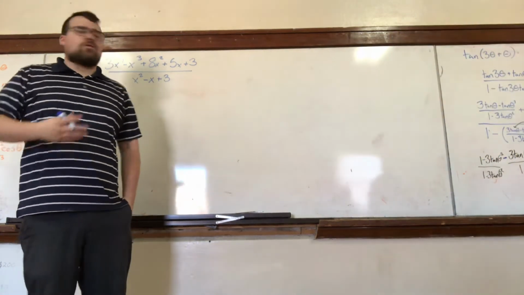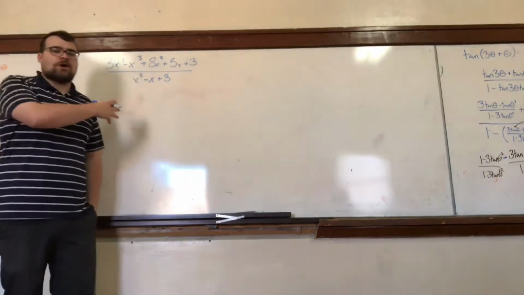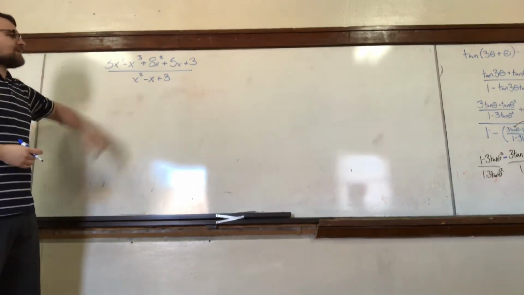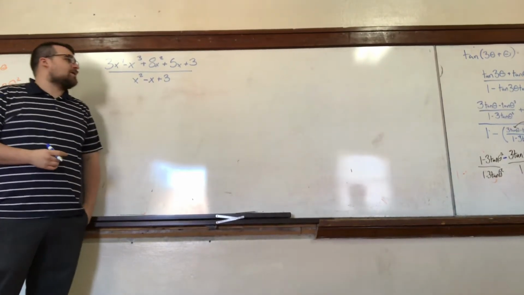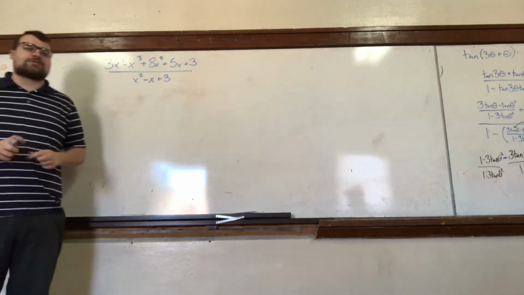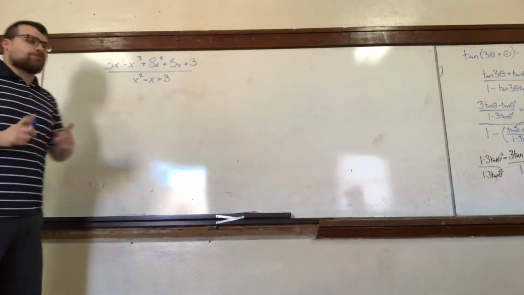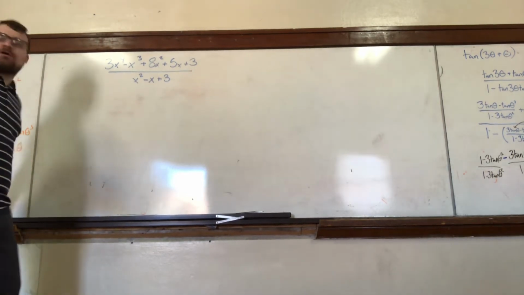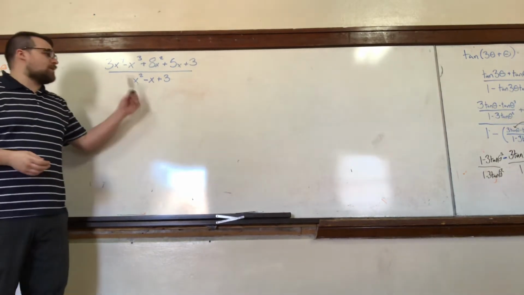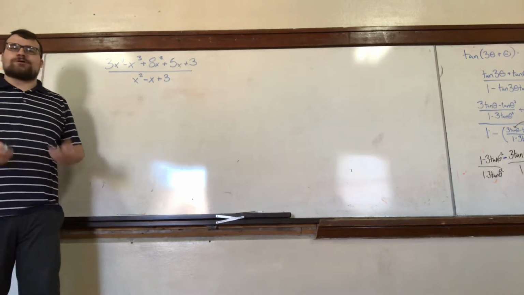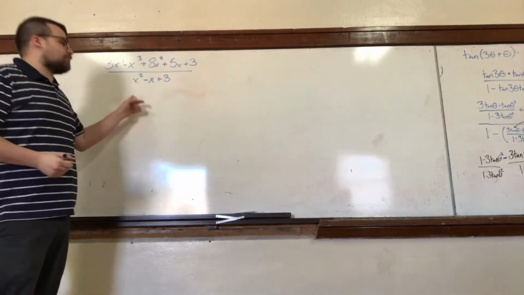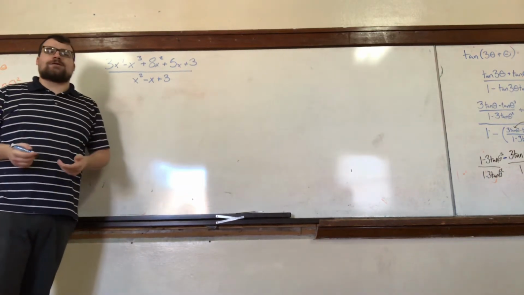All right, so problem E on our example here. 3x to the fourth minus x to the third plus 8x squared plus 5x plus 3 divided by x squared minus x plus 3. This problem is different because, unlike our other long division problems, we have 3 terms in our denominator. It's not just x plus 5 or x minus 4.